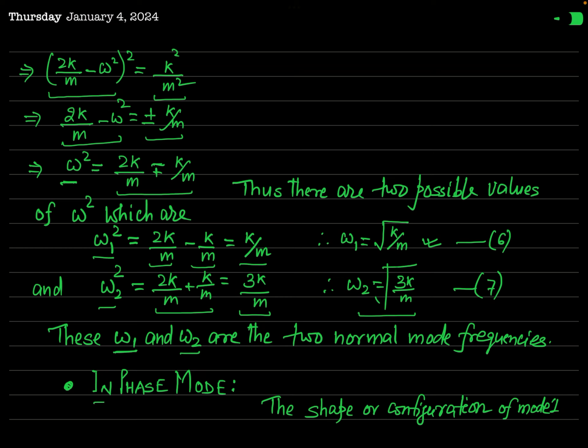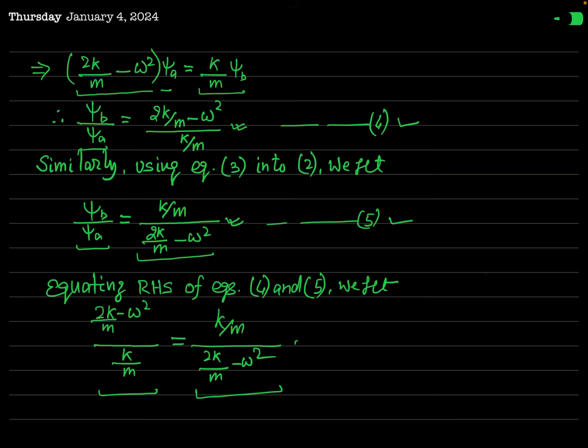So let us see the case of in phase mode, that is first mode. Actually, if your aim is to find the shape or configuration of mode 1 or in phase mode, you will have to put omega 1 at the place of this omega either in equation 4 or in equation 5. So let us substitute omega 1 at the place of omega in equation 4.